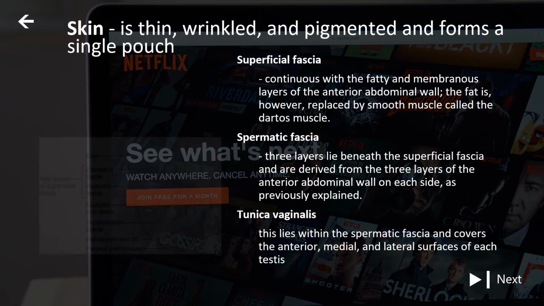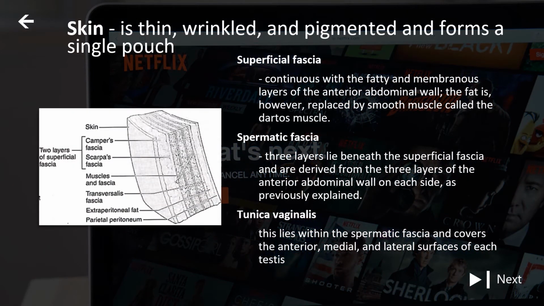A slightly raised ridge in the midline indicates the line of fusion of the two lateral labioscrotal swellings. In the female, the swellings remain separate and form the labia majora. This is innervated by the sympathetic nerve fibers and is responsible for the wrinkling of the overlying skin.